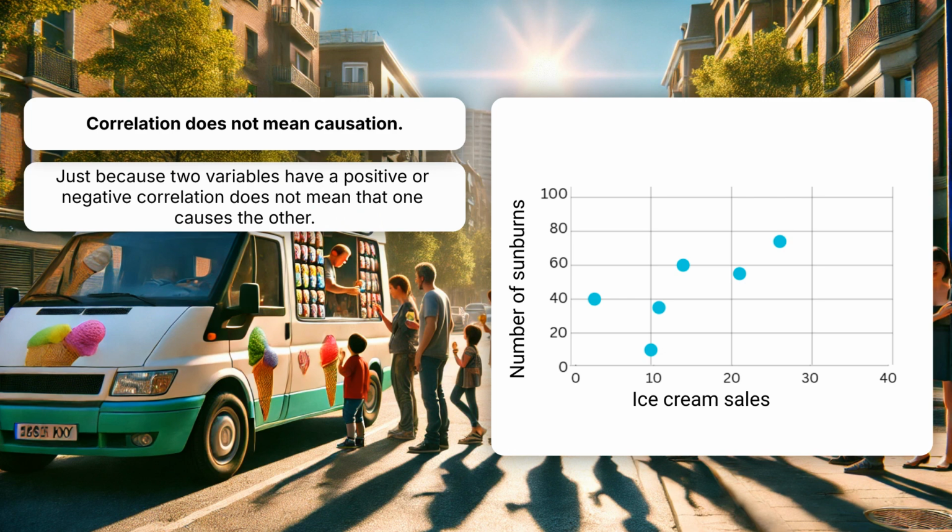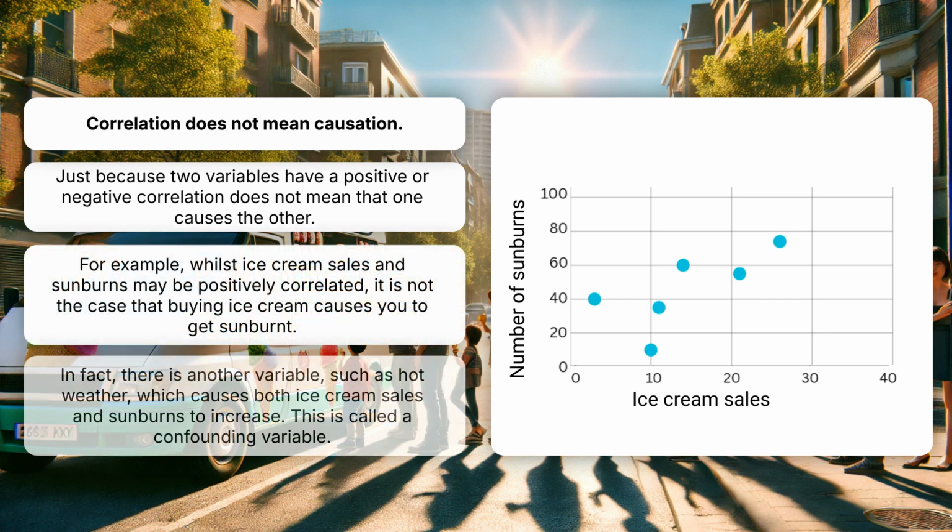But does this mean that buying ice cream causes you to get sunburnt? No. In fact, there is another factor which is causing both of these things to increase. In this case, it may be hot weather. Hot weather causes sunburns to increase, and it also causes ice cream sales to increase. So ice cream sales do not lead to increased sunburns. Whilst this example of confusing correlation with causation is relatively easy to spot, others may be more subtle. So always remember that correlation does not equal causation.